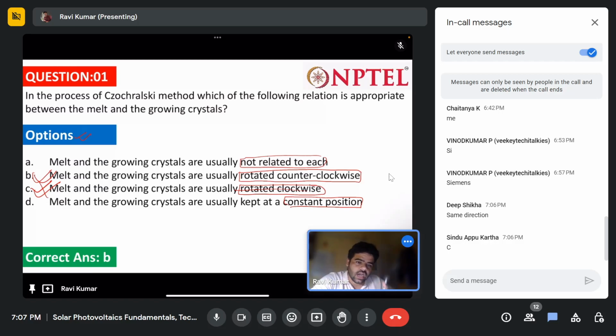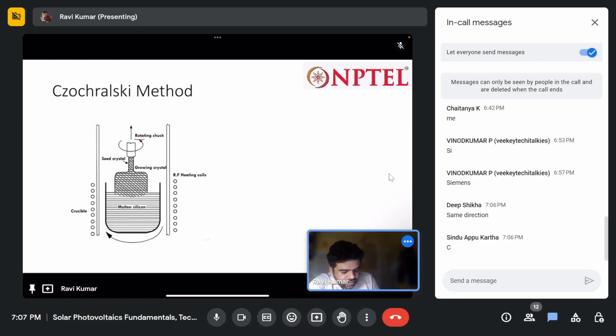It's saying counterclockwise. I am saying if this is our single crystal silicon and this is our crucible having molten state of silicon, if it is rotating in this direction, it should rotate in the opposite direction. So the correct answer here is B, counterclockwise direction. Here you can see it is rotating in this direction and this one is rotating in this direction. So these directions are opposite. They are counterclockwise.